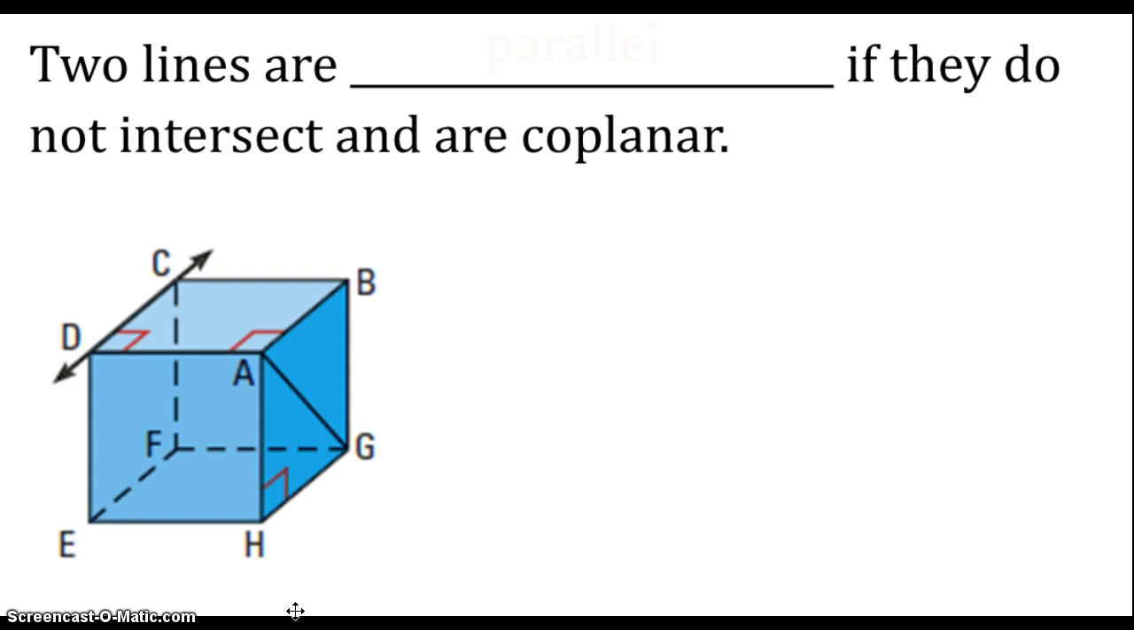And this is Chapter 3, Section 1, and it is on identifying pairs of lines and angles. So today we're going to start with the lines. Lines that do not intersect and are coplanar are called parallel lines.